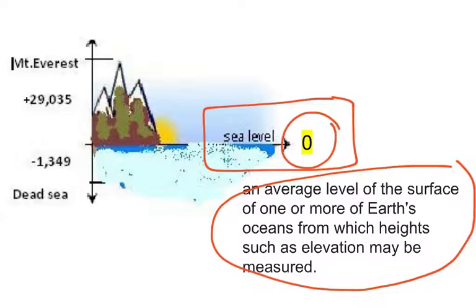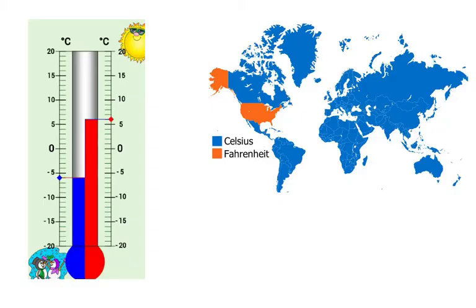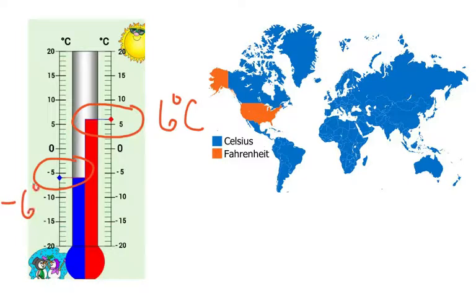Anything above sea level, like Mount Everest, would be represented by a positive integer, and anything below sea level in altitude and elevation, like the Dead Sea, would be represented by a negative number. Another way that we use integers in everyday life is through the thermometer, looking at numbers such as this right here, which is 6 degrees Celsius, and then this right here, which is at -6 degrees Celsius.